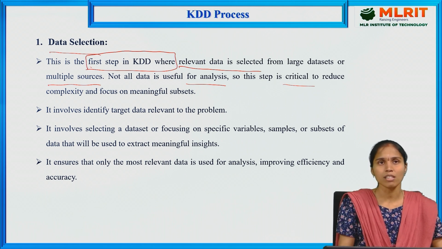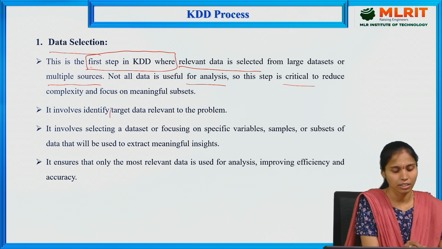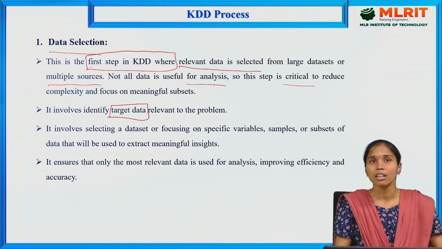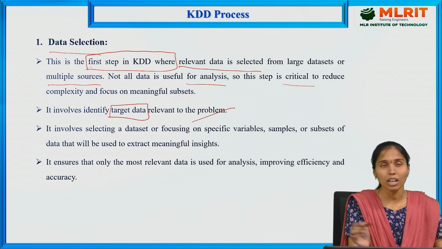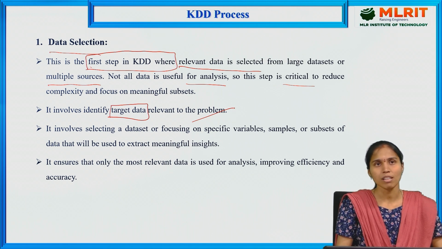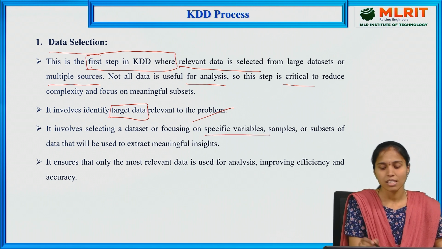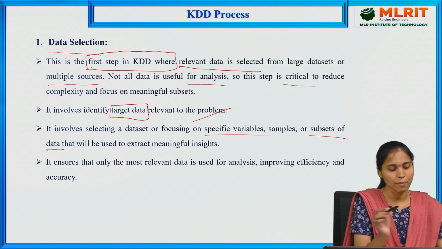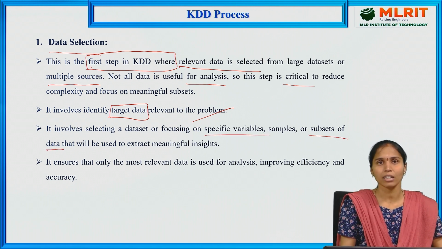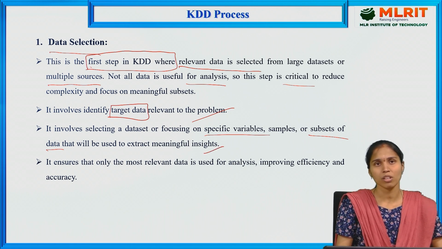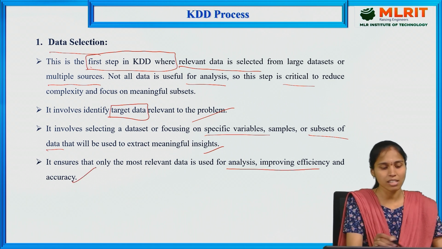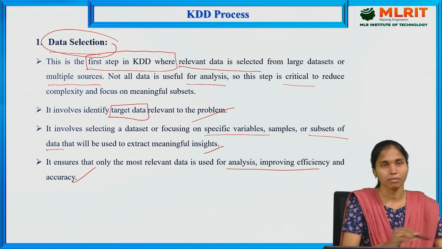Next, it involves identifying target data. It is used to identify the target data relevant to the problems. It involves selecting a data set or focusing on specific variables, samples, or subsets of data that will be used to extract meaningful insights. It ensures that only the most relevant data is used for analysis, improving efficiency and accuracy. This is about data selection.